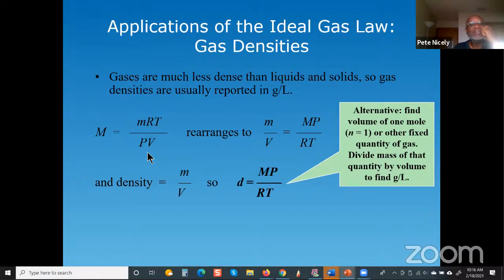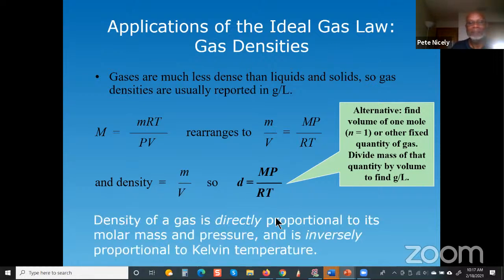So what we're going to do is look at this equation, which we were looking at just now. And if you rearrange this equation to solve for m over v, which is, of course, the definition of density, you're going to get m over v is equal to MP over RT, right? So therefore, m over v is the density. So basically, we can replace that with d, the density, and that will be equal to MP over RT, all right? And therefore, we can use this equation here to calculate the density. If we know what the molar mass is, if we know what the pressure is, and if we know what the temperature is, then we can easily calculate the density using this equation.